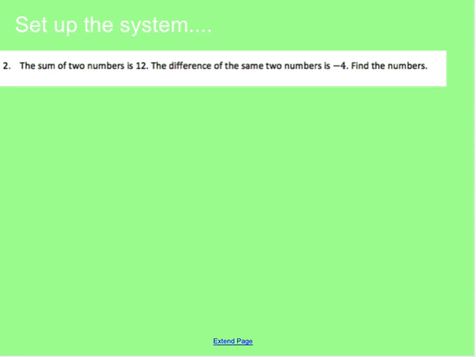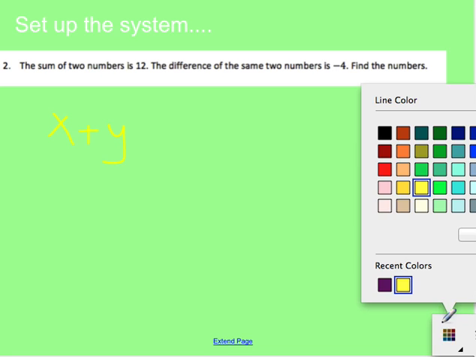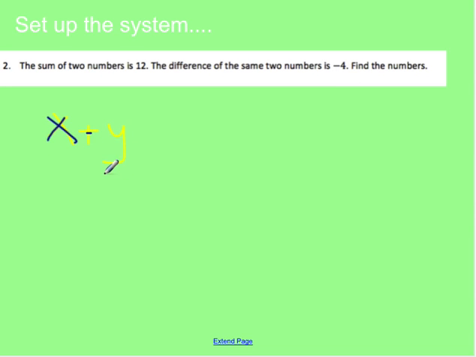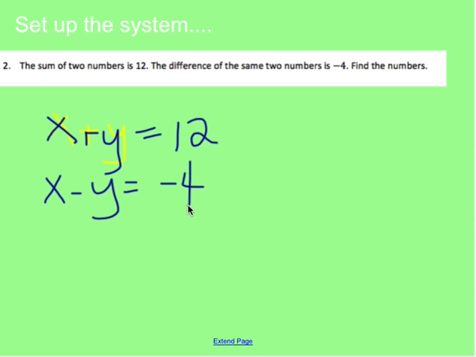It says that the sum of 2 numbers is 12. So that means if I take 2 numbers and add them together, they're going to equal 12. Then it says the difference of the same 2 numbers, which means when you subtract them, is going to be -4. Well, this one is very easily set up for elimination because my y's already have the same coefficient with opposite signs. So now I can go ahead and add down the columns.